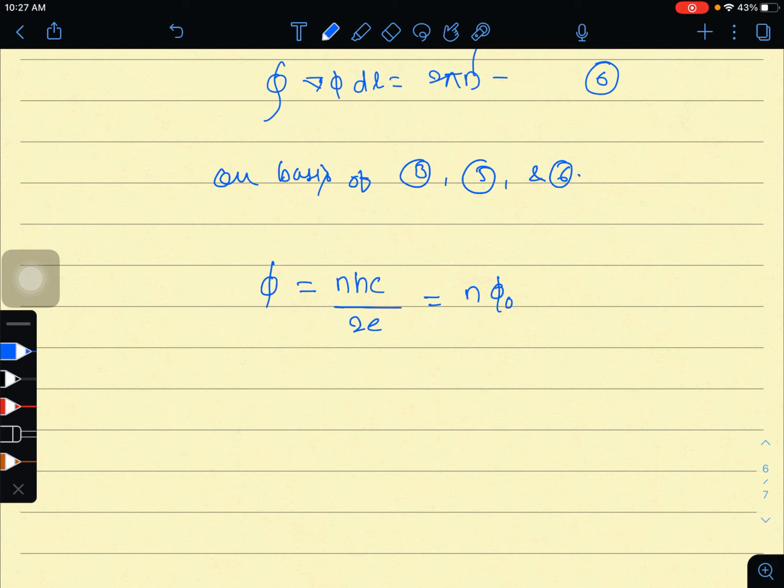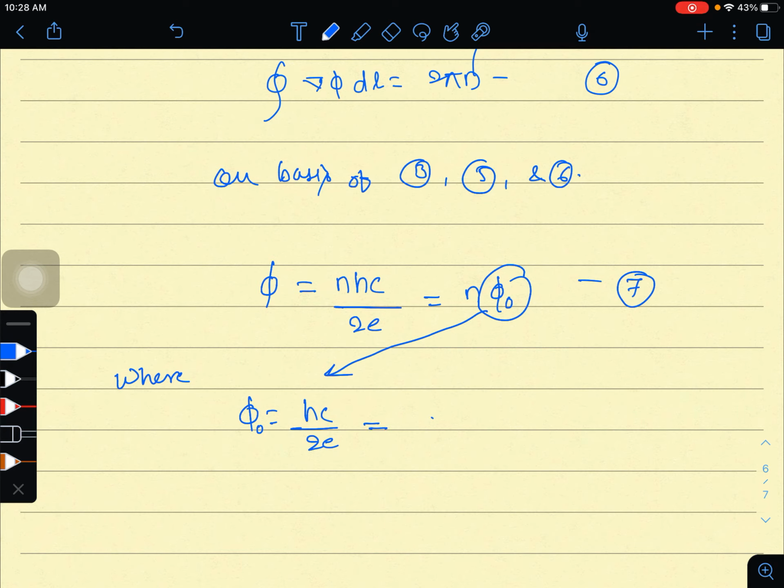It is nothing but N phi 0, and this is equation number 7. And what is phi? Phi 0 is nothing but hc divided by twice e.